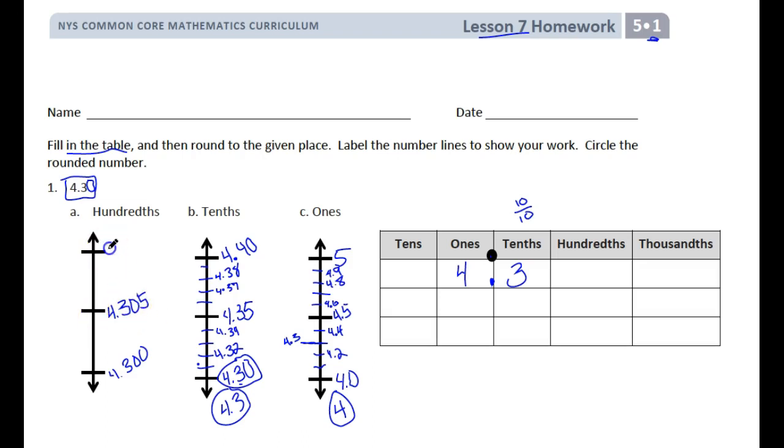And then if you keep on going up, 4 decimal 3, and in this case, we go 4 decimal 3, 0. What's after 5? 6. 4 decimal 3, oh, what's after 6? 7.